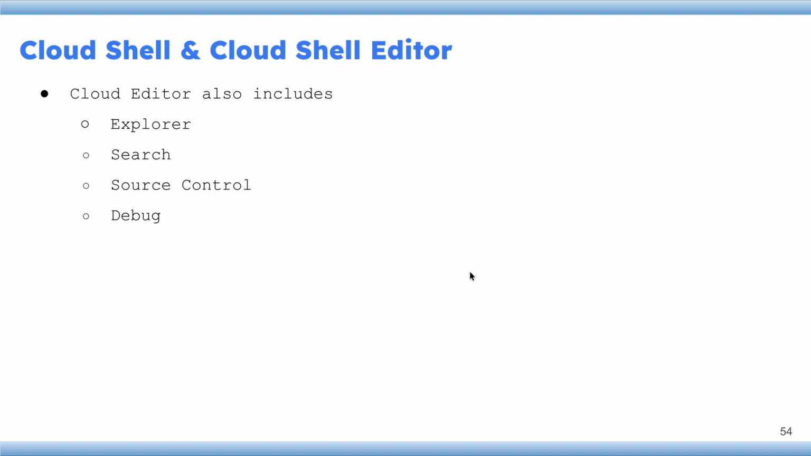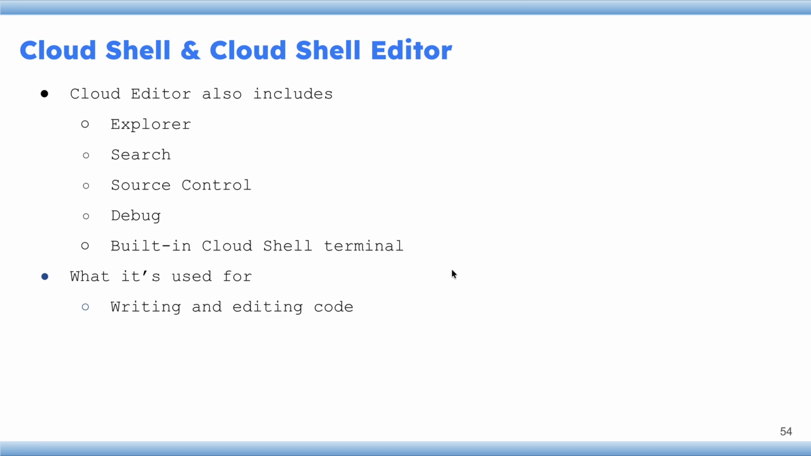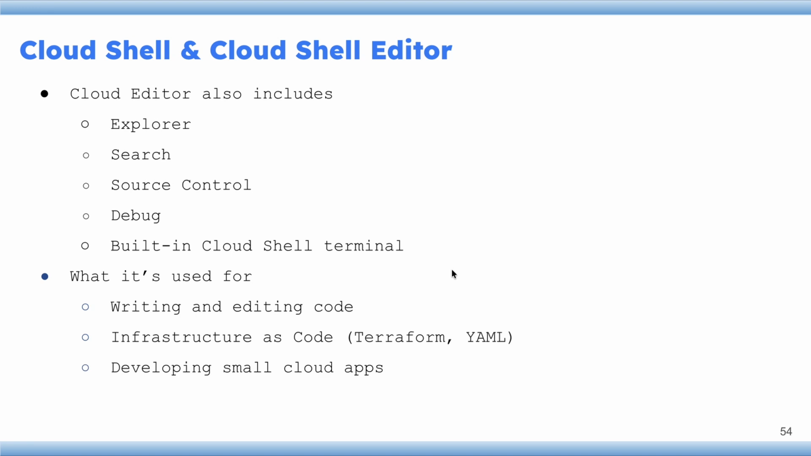So this Cloud Editor typically operates like Visual Studio Code, but there are certain limits to it. Cloud Editor is mainly used for writing and editing your code, infrastructure as code like Terraform and YAML, editing your Kubernetes manifests, developing small code apps, and finally working with scripts and config files.